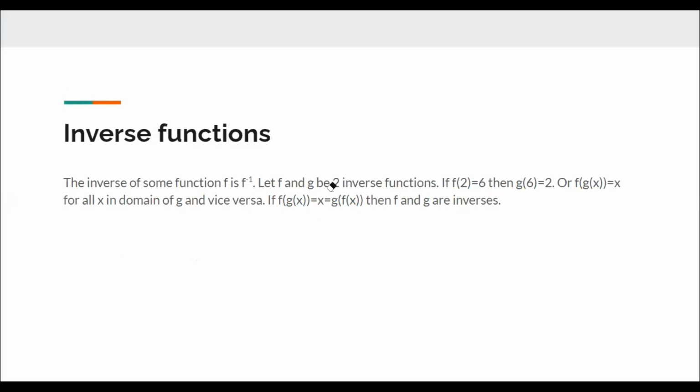If f and g are two inverse functions, and f of 2 is equal to 6, then g of 6 is equal to 2. Basically, if there are two functions that are inverses of each other, and I input some x and get y out, so f of x is equal to y, then if I input y into g, g of y will be equal to x. That's basically what an inverse is.